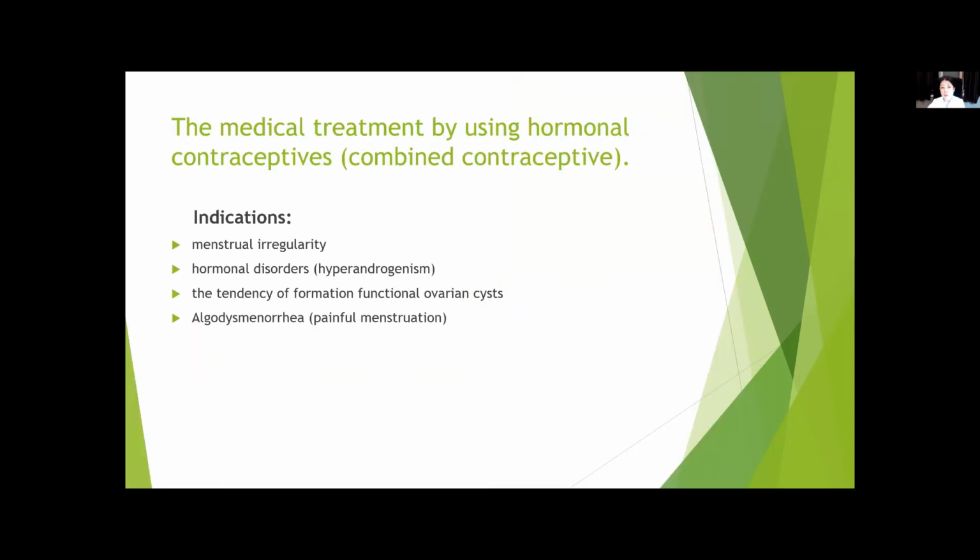Medical treatment by using hormonal contraceptives, combined contraceptive. Indications: menstrual irregularity, hormonal disorders, for example, hyperandrogenism or polycystic ovary syndrome, the tendency of formation of functional ovarian cysts, and algodysmenorrhea, which is painful menstruation.